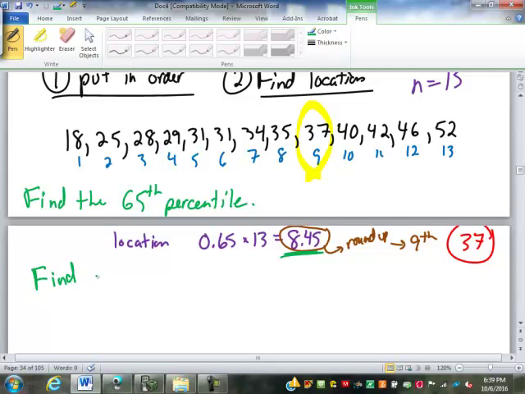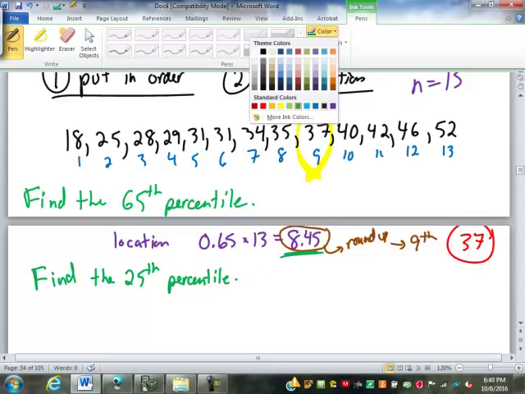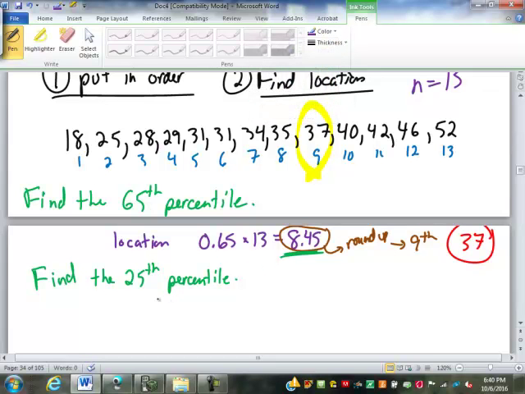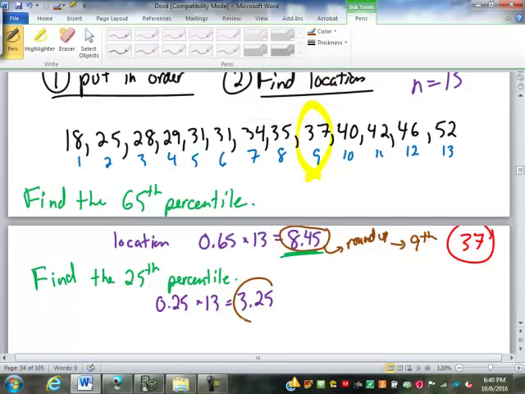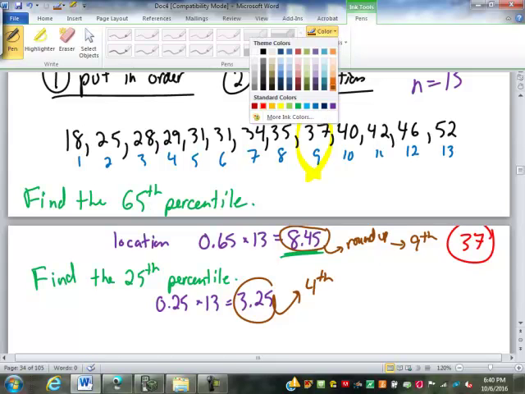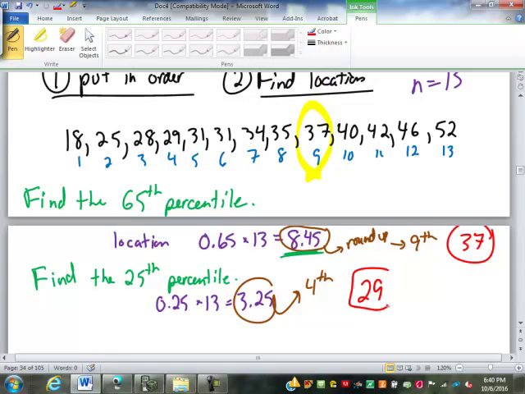Let's find the 25th percentile. Talk me through it. 0.25 times 13 is going to give us 3.25. So we'll round up to the 4th number. You got it. Which is 29, is the 25th percentile.